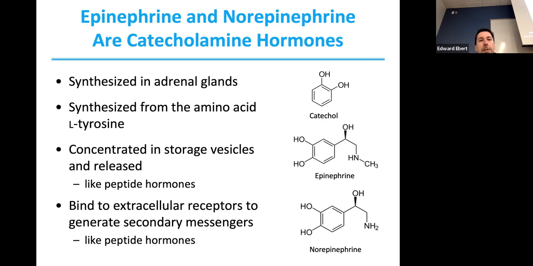If we look at things like epinephrine and norepinephrine, these are catecholamine hormones, or amine-derived hormones. And these in particular are synthesized in the adrenal glands. So here we have epinephrine. You can see the base molecule epinephrine and norepinephrine. Very similar. We just have a methyl group over here. They are synthesized from tyrosine and held in storage vesicles, much like our peptide hormones, and then released as needed.